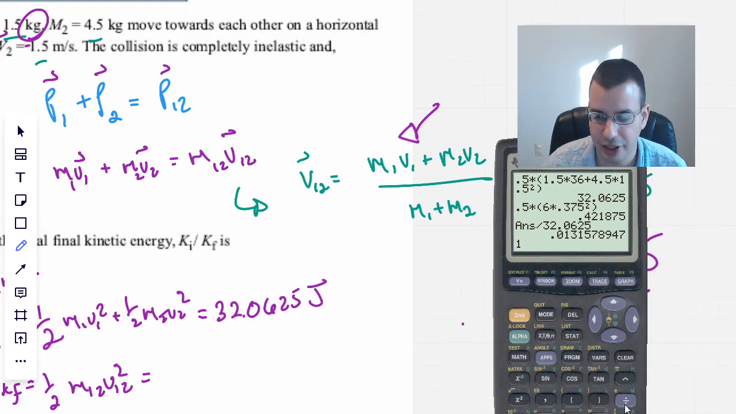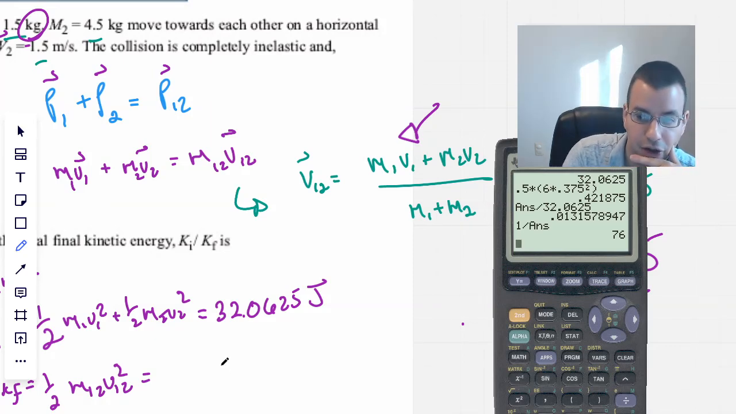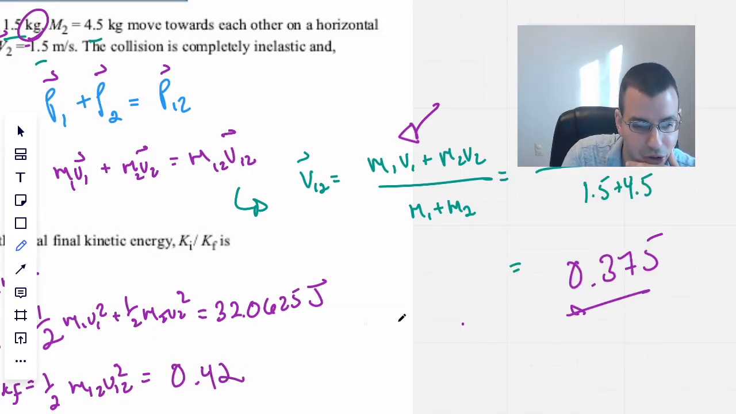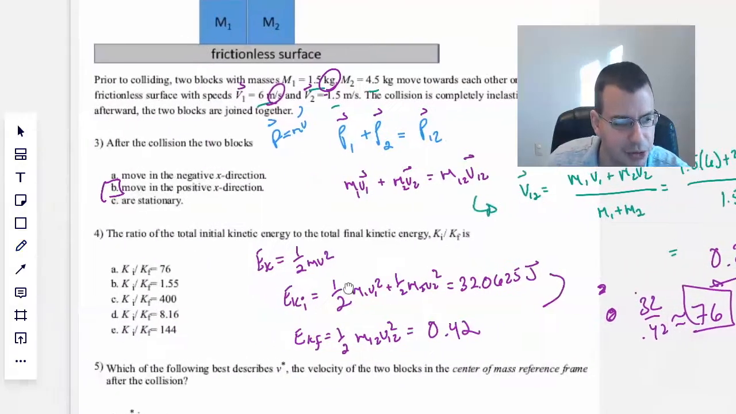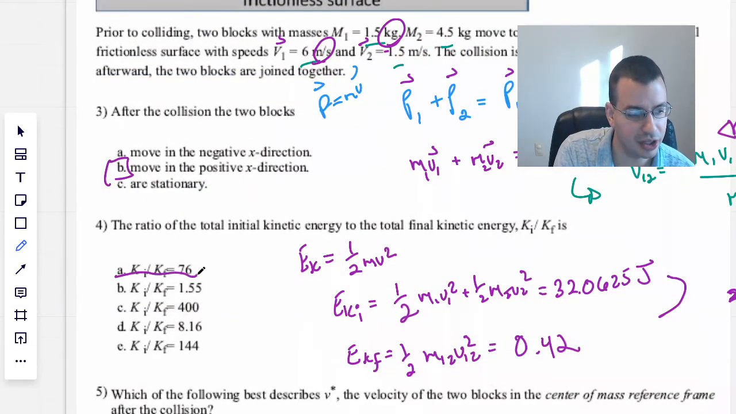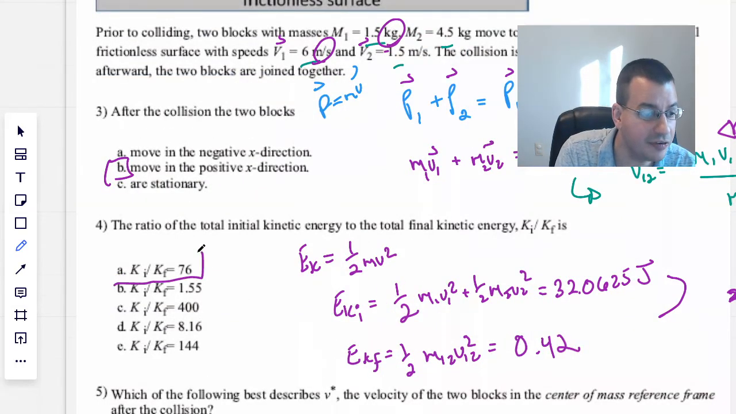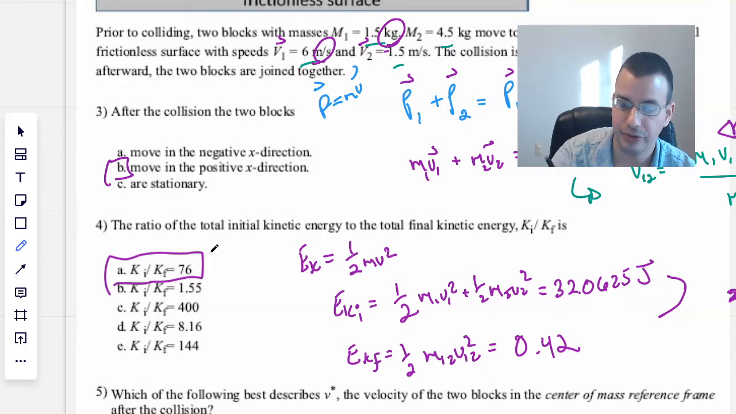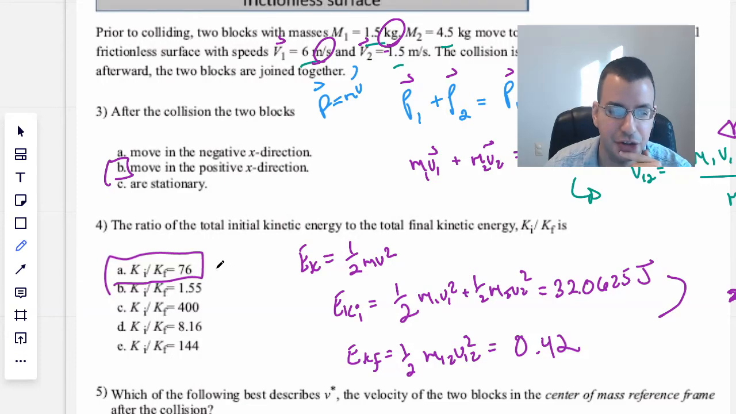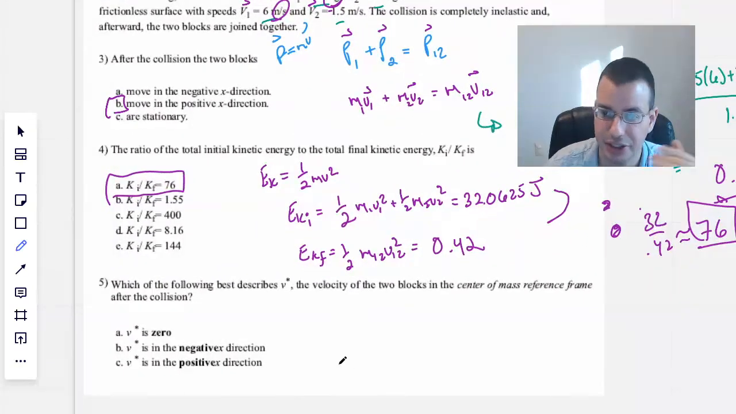That's probably not what I wanted. I wanted to do the inverse of that. So I'll do 1/2 answer. There you go, 76. So I'm going to write this down, 0.42, and 32 divided by 0.42 is about 76. I think that's one of our possible answers. Yep. Initial kinetic energy over kinetic final. Now, if this was an elastic collision, then this would just be 1, because the initial and final would be the same. But it's not. You have a lot of energy that's lost due to deformation, heat, sound, etc.